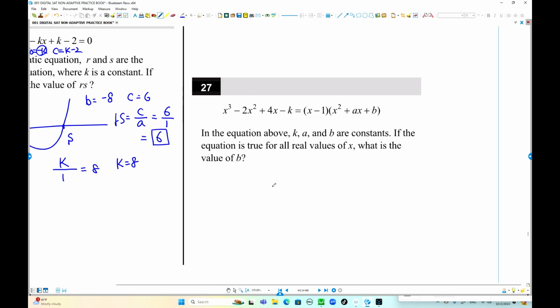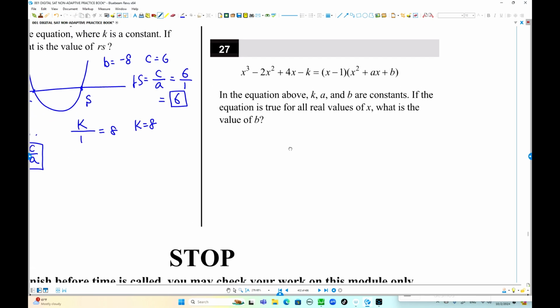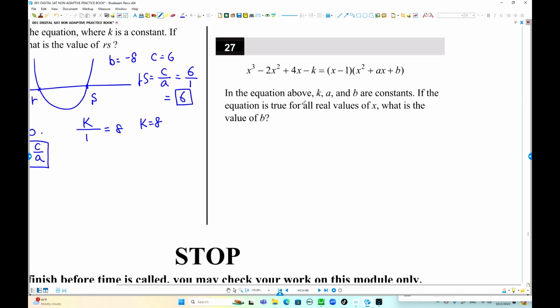The last question is 27. When you have this type of question, the equation is true for real values of x. That means the left hand side and the right hand side expressions must be equal. We call this an identical equation. So to compare the expressions, you have to expand the right hand side first. Maybe you can solve this way too.